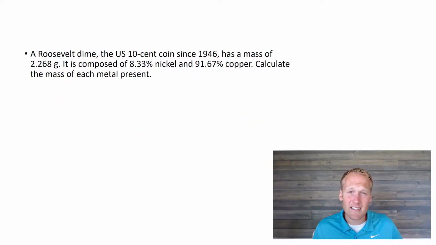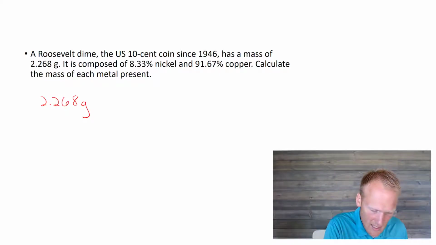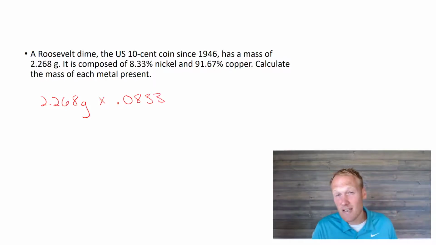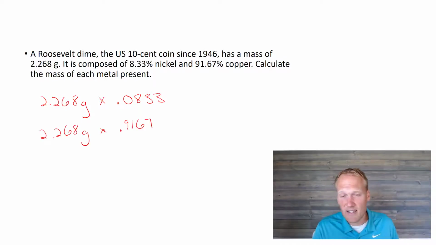Another way to do this is if you're given the percentage outright. If you know the total, you can just multiply the total by the percentage, and that'll give you the mass of each part. So if we're dealing with a dime, the total mass is 2.268 grams, and we can multiply by the percent that is nickel. Notice that I've moved the decimal point over 2 spots, so 0.0833. And we can multiply by the percent that is copper.